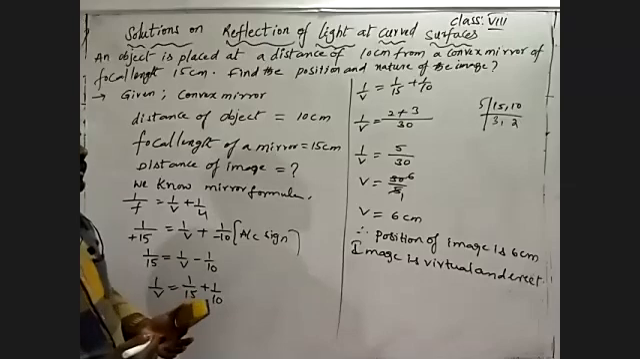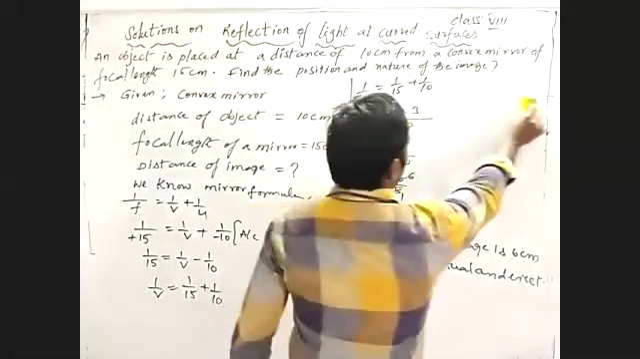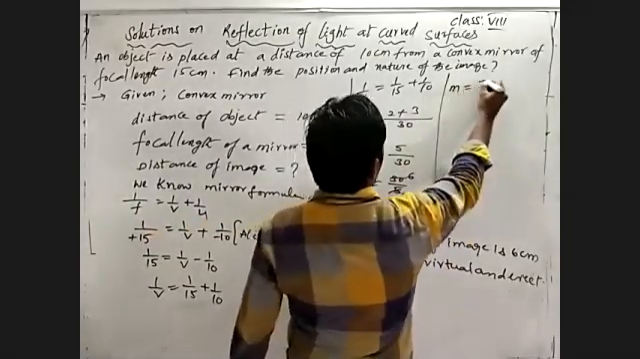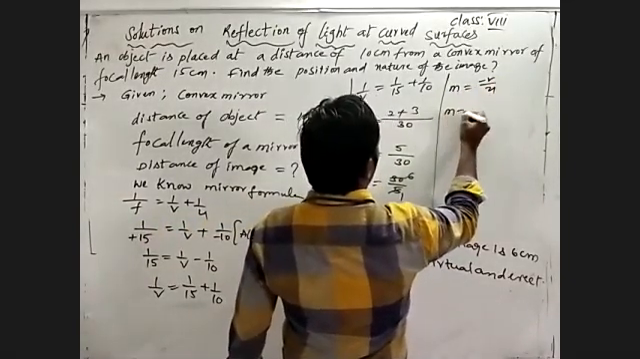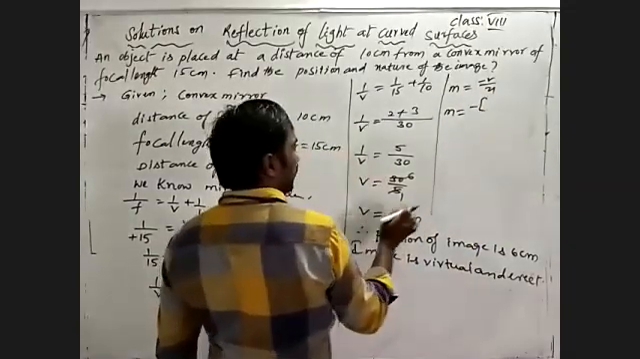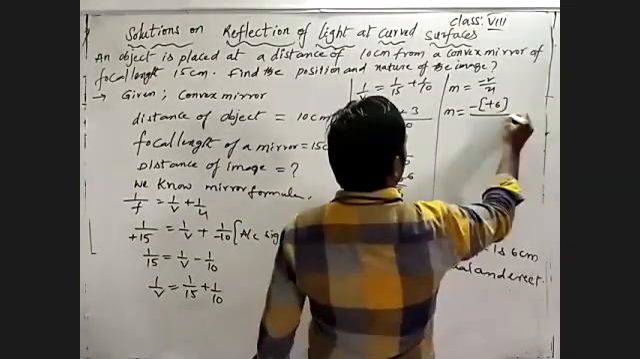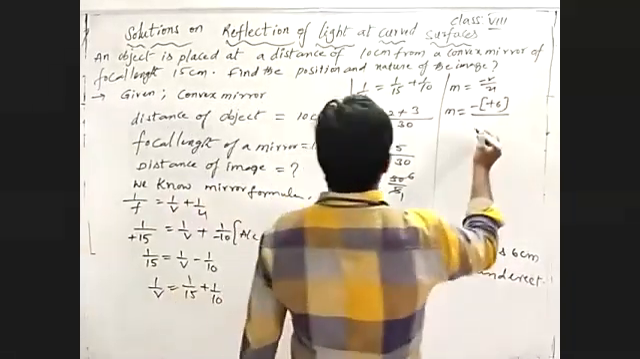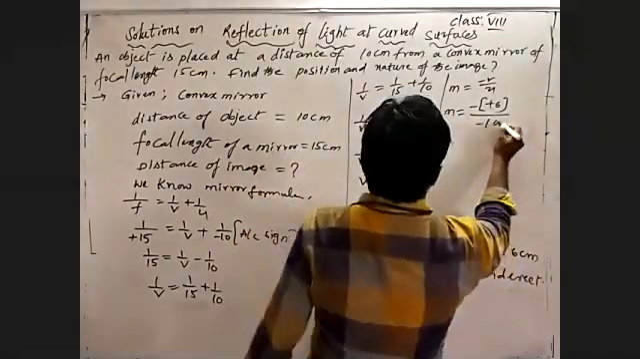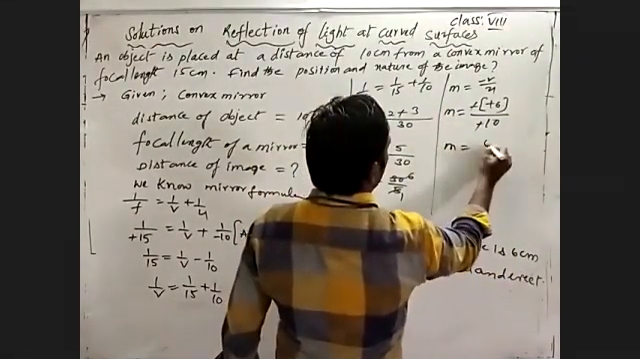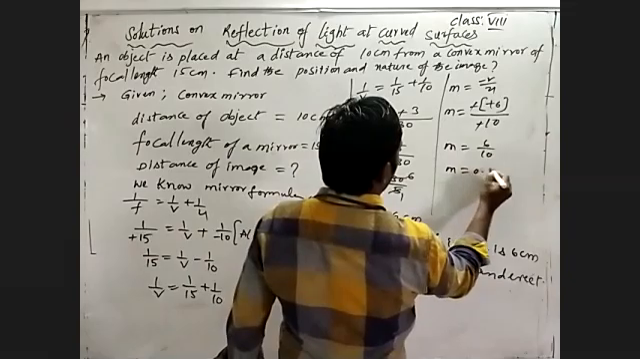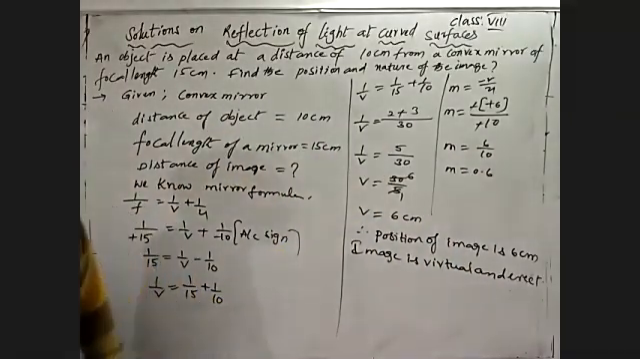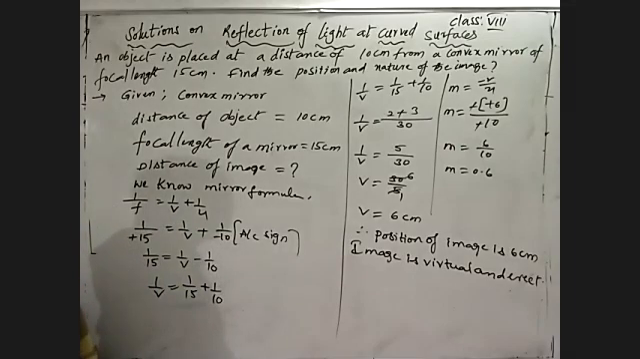Suppose if you need to find magnification, again come to that: m is equal to minus v by u. So magnification is equal to minus v, how much? Plus 6. Okay, image is positive according to sign convention. Object distance is minus 10. Minus 10, those we can cancel. So 6 by 10 means we can get 0.6. So again we got magnification less than 1.